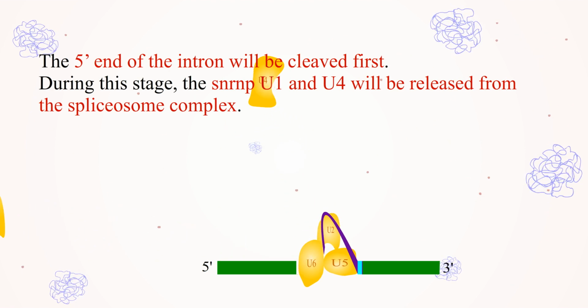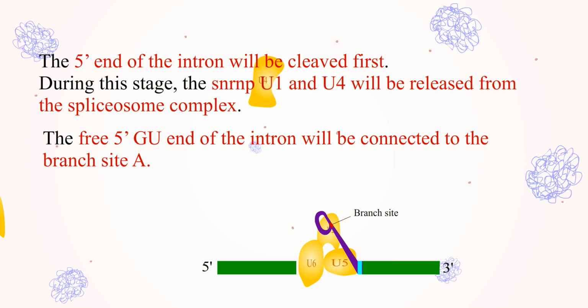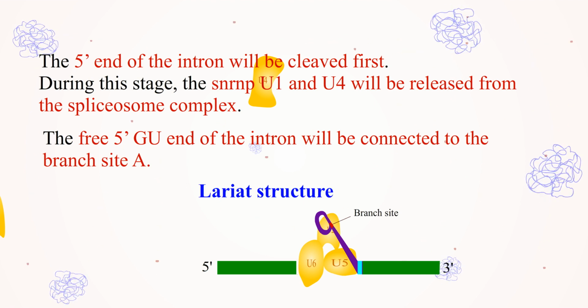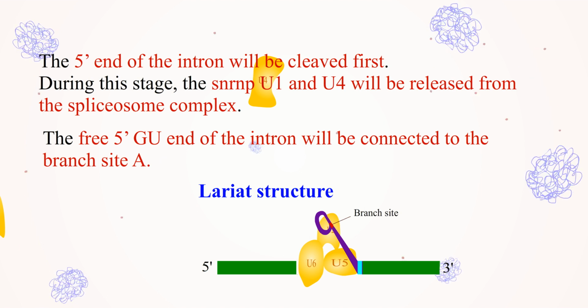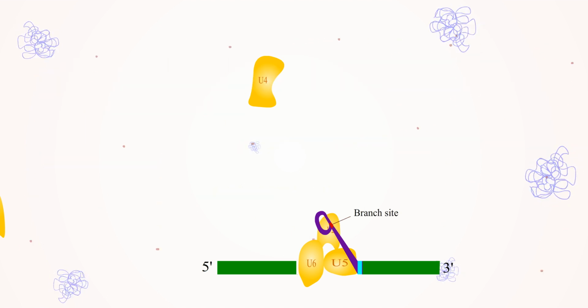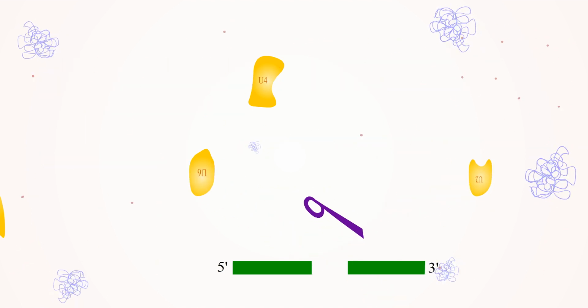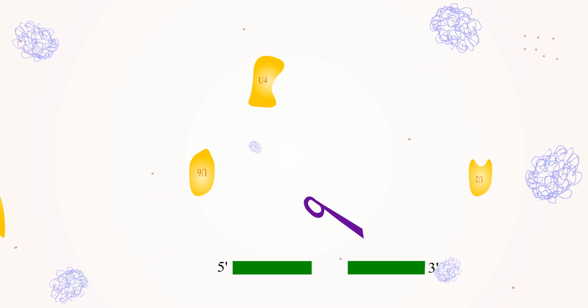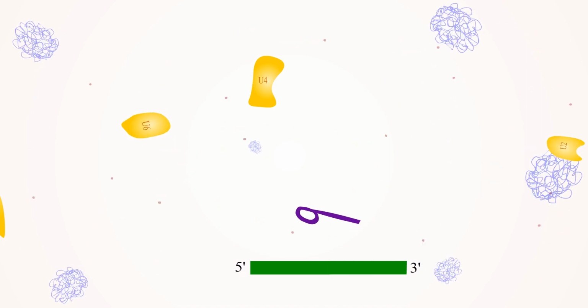The free 5' GU end of the intron will be connected to the branch site A, to form a lariat structure. During this stage, the SNRP U1 and U4 will be released from the spliceosome complex, and 3' splice sites will be cleaved. The lariat form of intron along with SNRP U2, U5, and U6 will be released while the exons are attached. The spliced introns will be degraded and spliceosomes will be recycled.